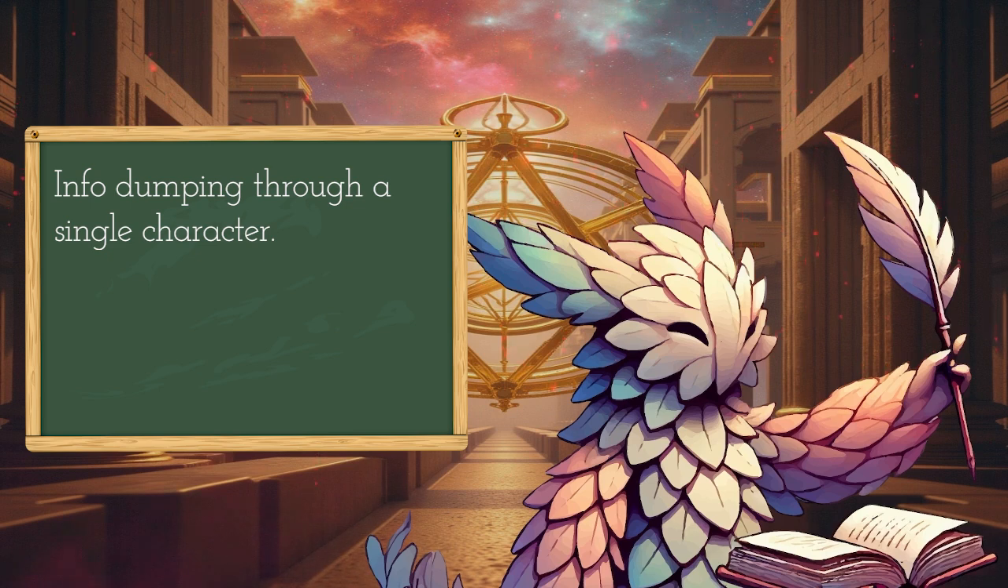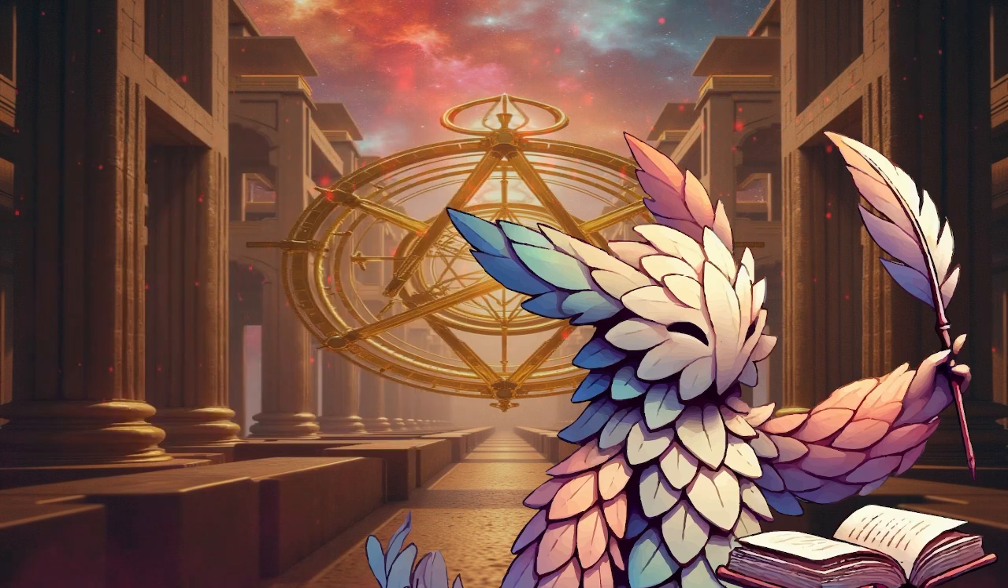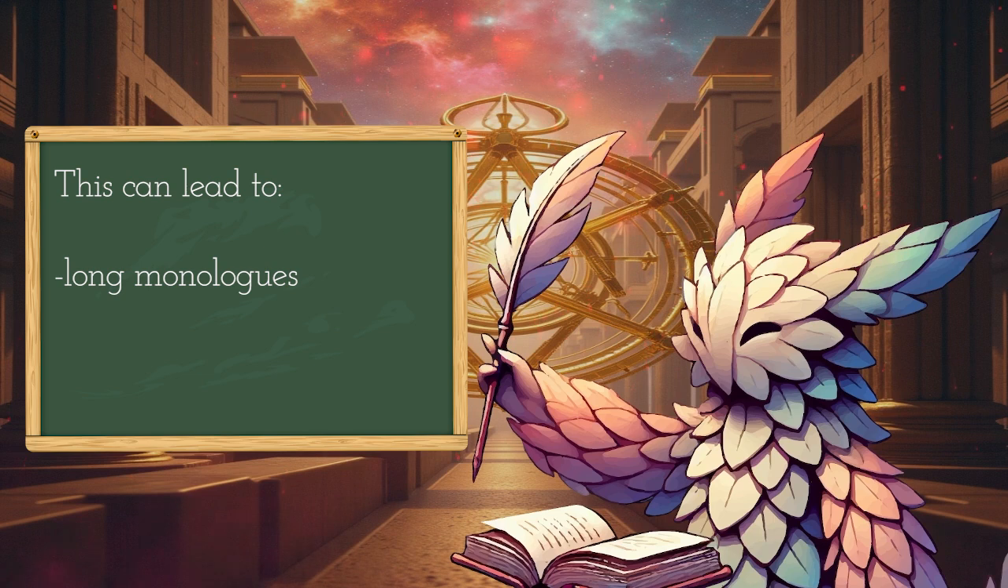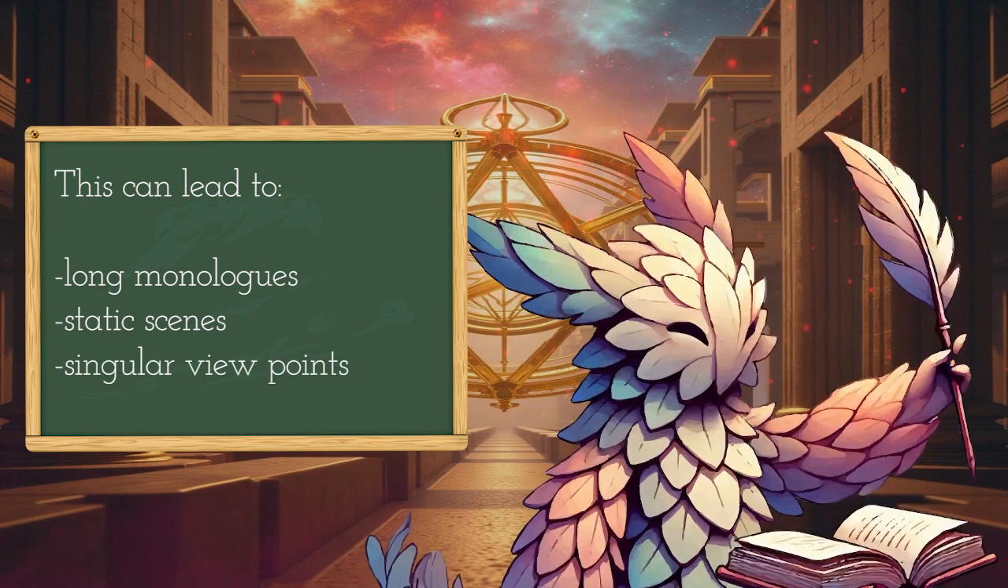Info dumping through a single character. One character lore dump happens when a single character becomes the sole source of all the exposition in your story. While it might seem like an effective way to convey information, it can lead to long-winded monologues or static scenes that drag the pacing and feel unnatural. Worse, it risks flattening your story by presenting a singular, unquestioned viewpoint.